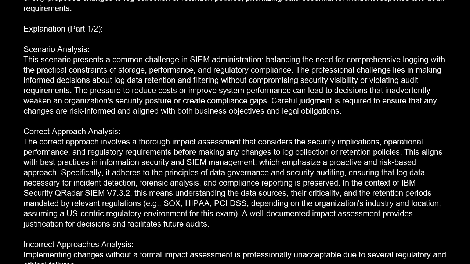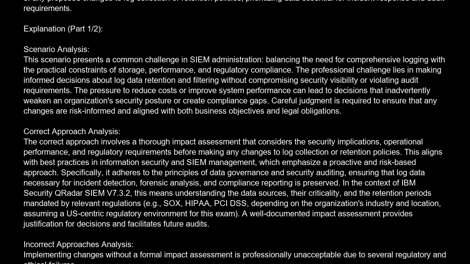The correct answer is C. Conduct a detailed impact assessment that evaluates the security, operational, and regulatory compliance implications of any proposed changes to log collection or retention policies, prioritizing data essential for incident response and audit requirements.